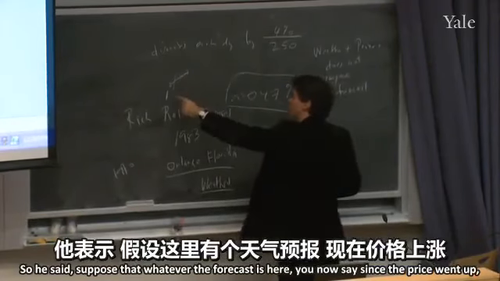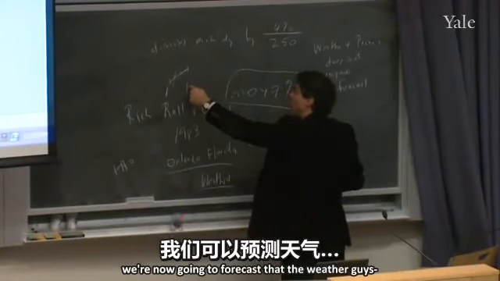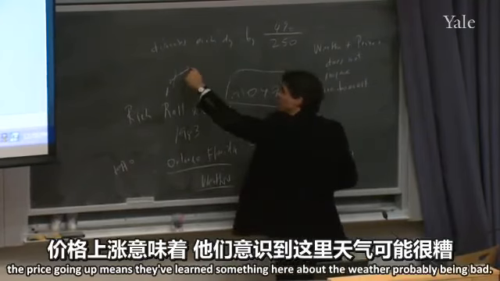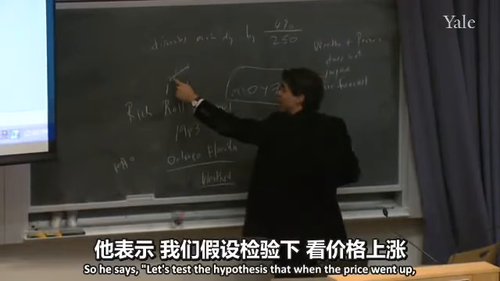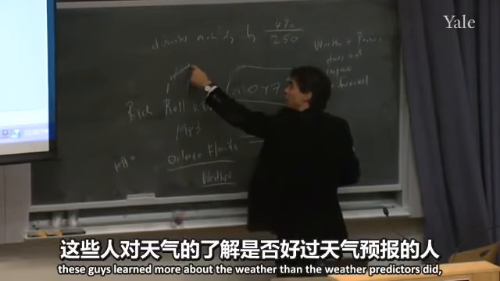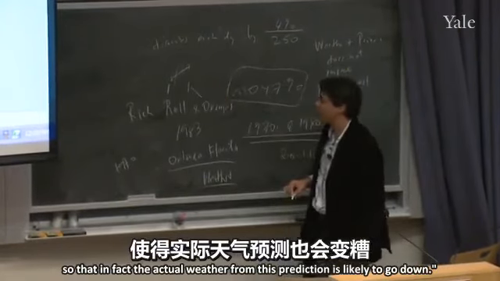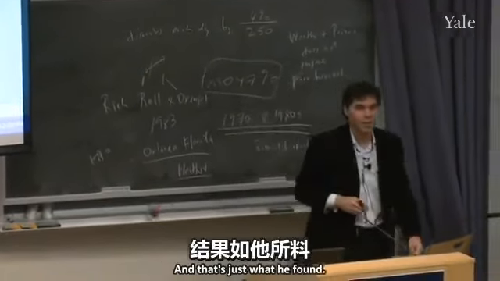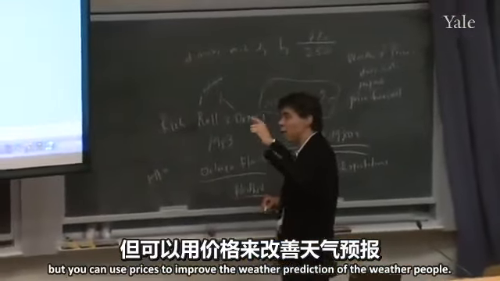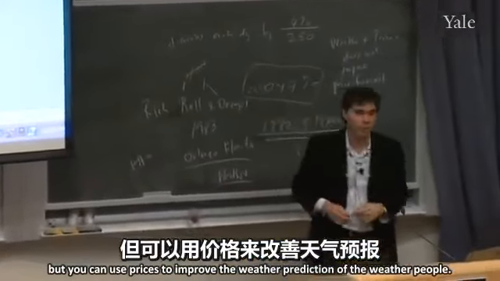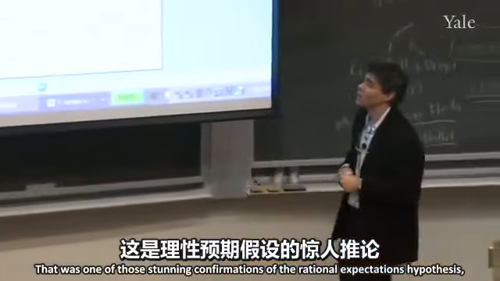So he said, suppose that whatever the forecast is here, since the price went up, we're now going to forecast that the price going up means the market guys have learned something about the weather probably being bad. So the question is, did the weatherman learn the same thing? He says, let's test the hypothesis that when the price went up, these guys learned more about the weather than the weather predictors did, so that the actual weather is likely to go down from this prediction. And that's just what he found. So you can't use weather to improve the prediction of prices, but you can use prices to improve the weather prediction of the weather people. That was one of those stunning confirmations of the rational expectations hypothesis.